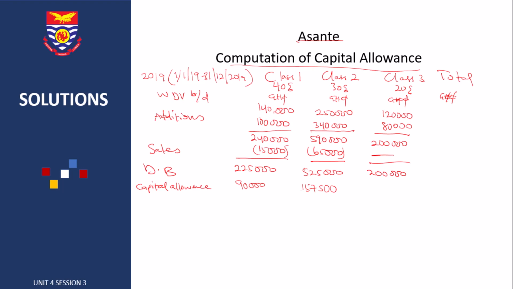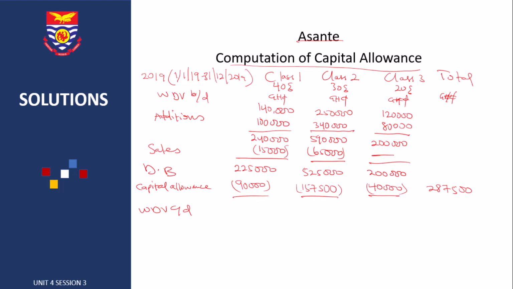And this is giving us 40,000. So we are going to add 90,000 plus 157,500 plus 40,000. And this is giving us 287,500. So in 2019, we are entitled to a capital allowance of 287,500. So we have to deduct the capital allowances from the depreciable basis to get our written down value at the end of the period.